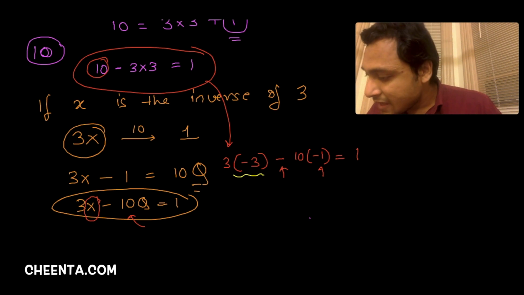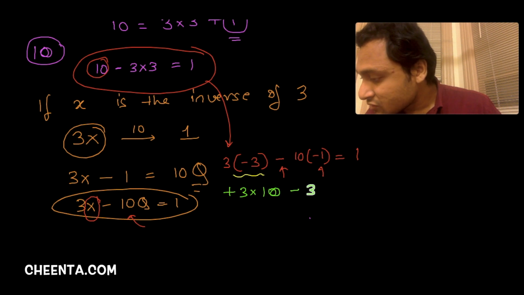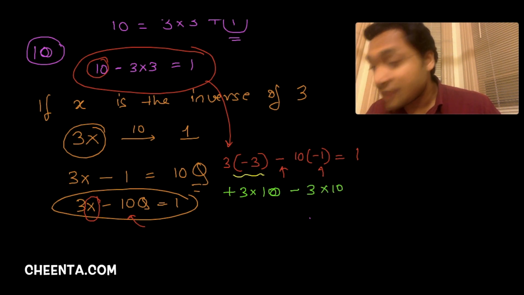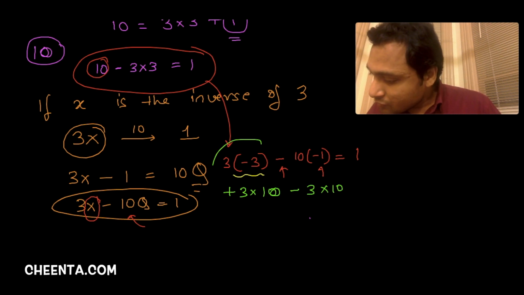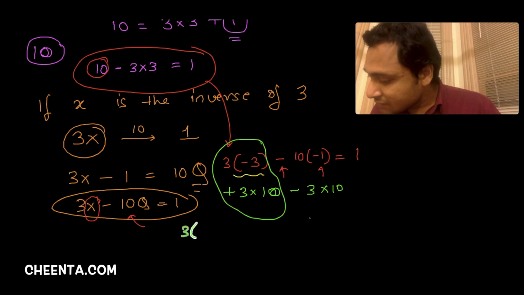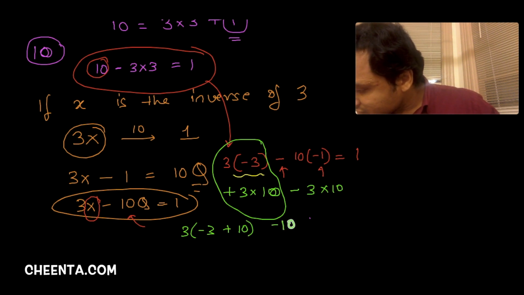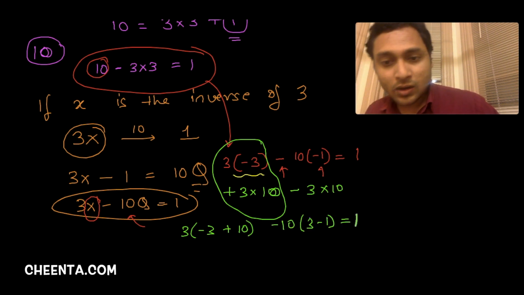What we will do is, we will add 3 times 10 and we will subtract 3 times 10 on the left hand side. So in effect we are adding nothing. So why will that help? Because now we can group this together. So 3 times negative 3 plus 10, minus 10 times 3, minus 1, is equal to 1.